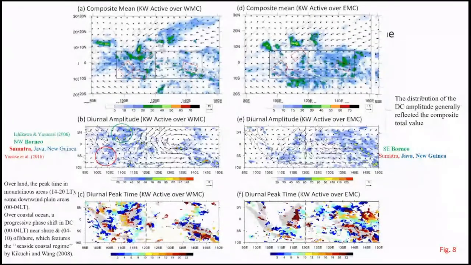Okay, so there are some very interesting processes involving this Kelvin wave or maybe other large-scale disturbances modulating the diurnal cycle. And one thing we noted is that in our MPAS model simulation, this type of diurnal cycle interaction with the large-scale disturbance, the Kelvin wave, is not well simulated. So the model, even at 15 kilometers, has problems.